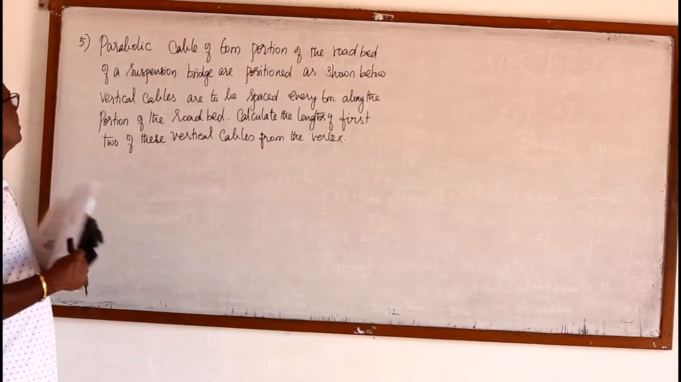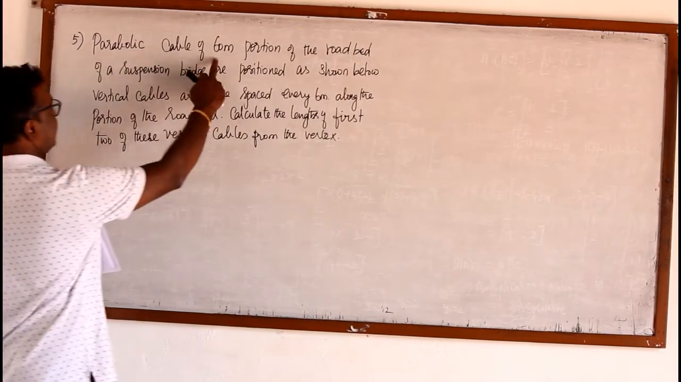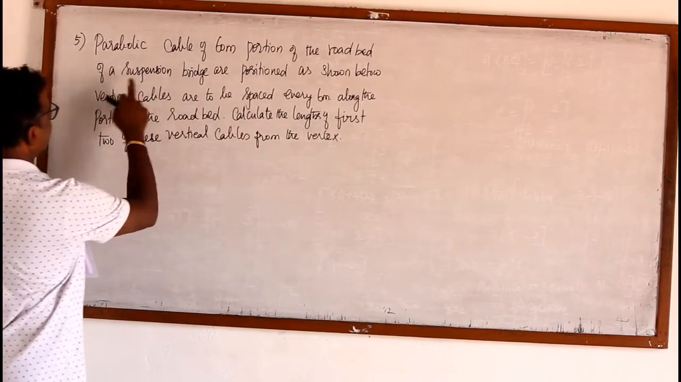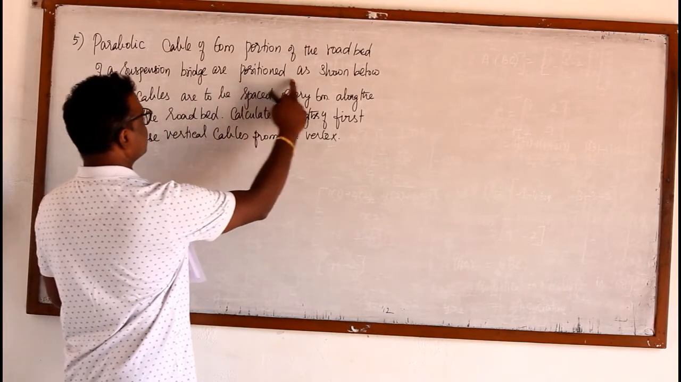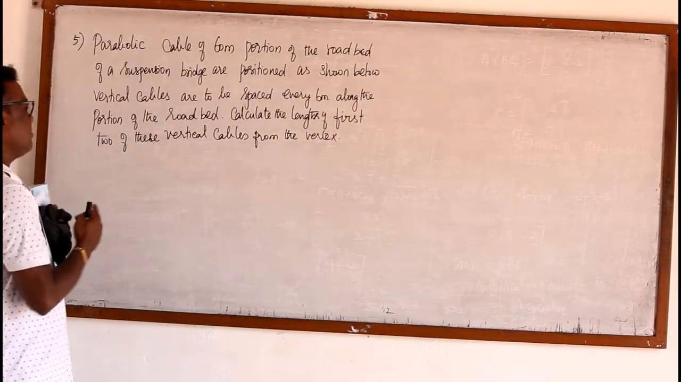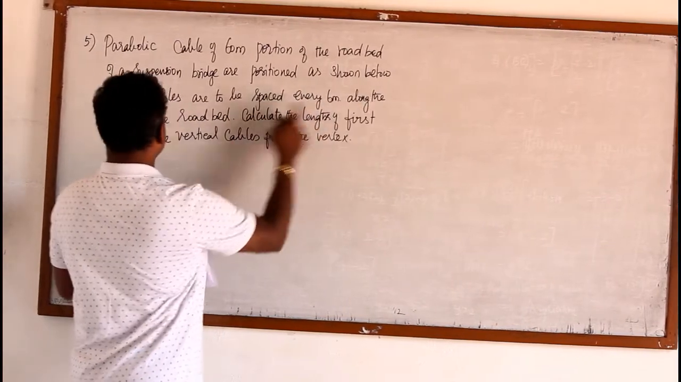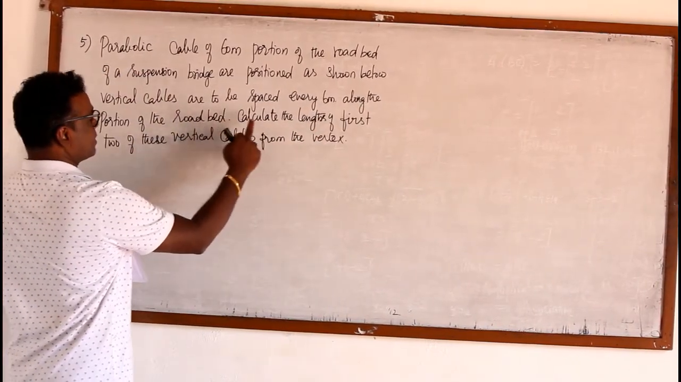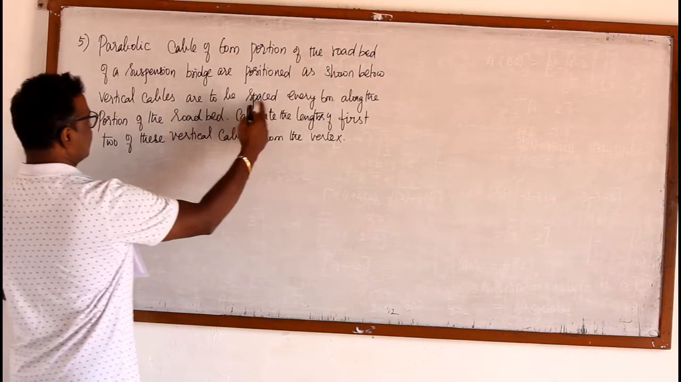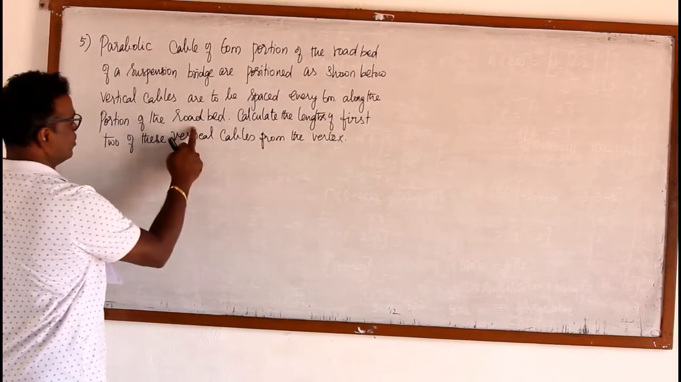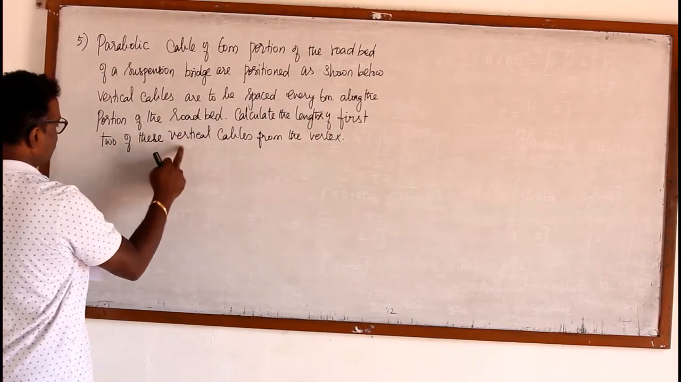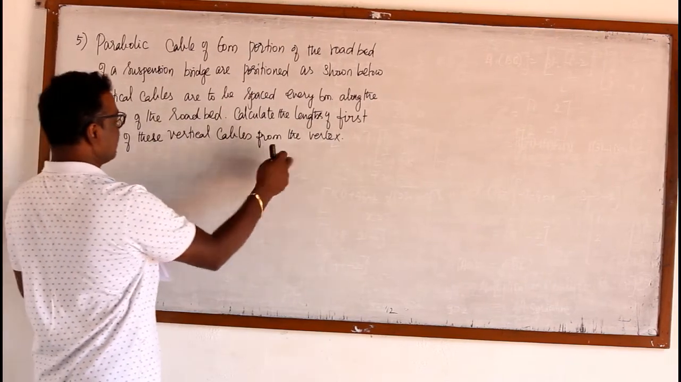Fifth problem. Parabolic cable of 60 meter portion of the road bed of a suspension bridge are positioned as shown below. So they gave a diagram. Vertical cables are to be spaced every 6 meter along the portion of the road bed. Calculate the length of the first two of these vertical cables from the vertex.